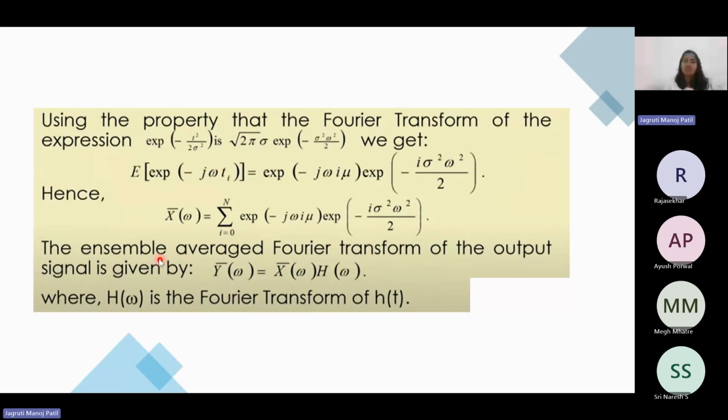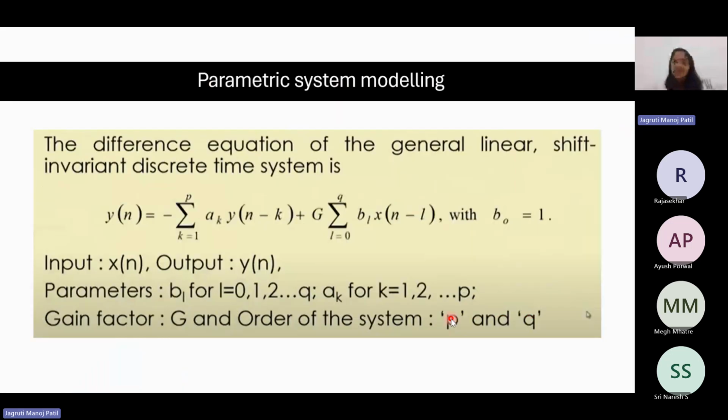Then the ensemble average Fourier transform of the output signal can also be given as follows. The ensemble average is taken over all frames or all intervals of time, where this is nothing but the Fourier transform of our impulse function. So next is parametric system modeling. I guess this is the last one. Then we have autocorrelation. Probably that's it.